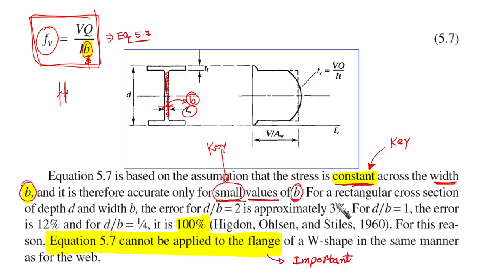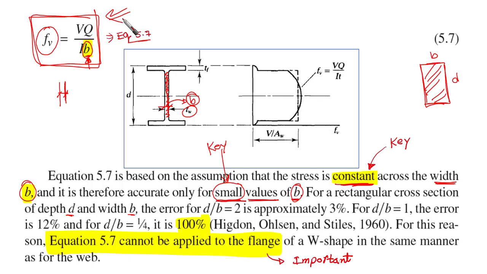Okay, for a rectangular cross section of depth D and width B, if we are talking about a rectangular cross section, for example, with width B and depth D, based on experiments, we found that this equation is going to be correct 100%.